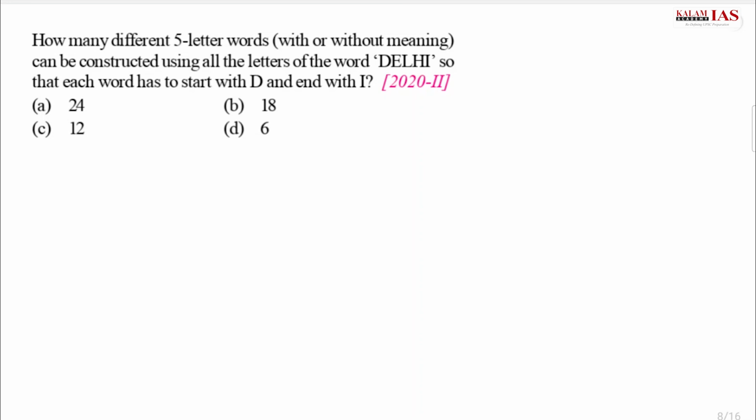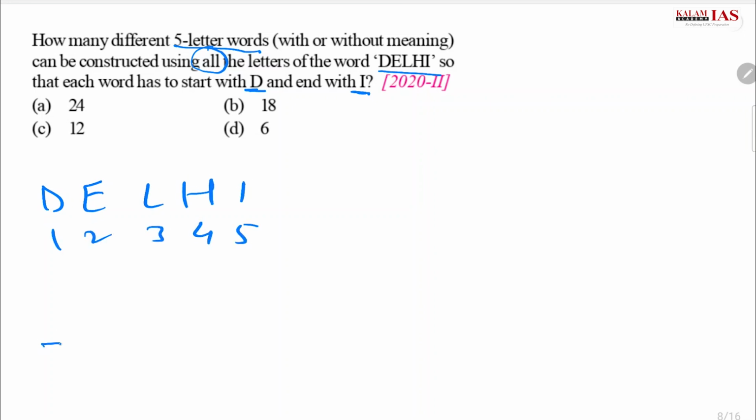Let's see. In this question, it is being asked how many different 5-letter words, with or without meaning, meaning it does not matter whether the words have a meaning or not, can be constructed using all the letters of the word Delhi, so that each word has to start with D and end with I. In Delhi, D-E-L-H-I, 1 2 3 4 5, so 5-letter words can be made, in which every word has to start with D and end with I.